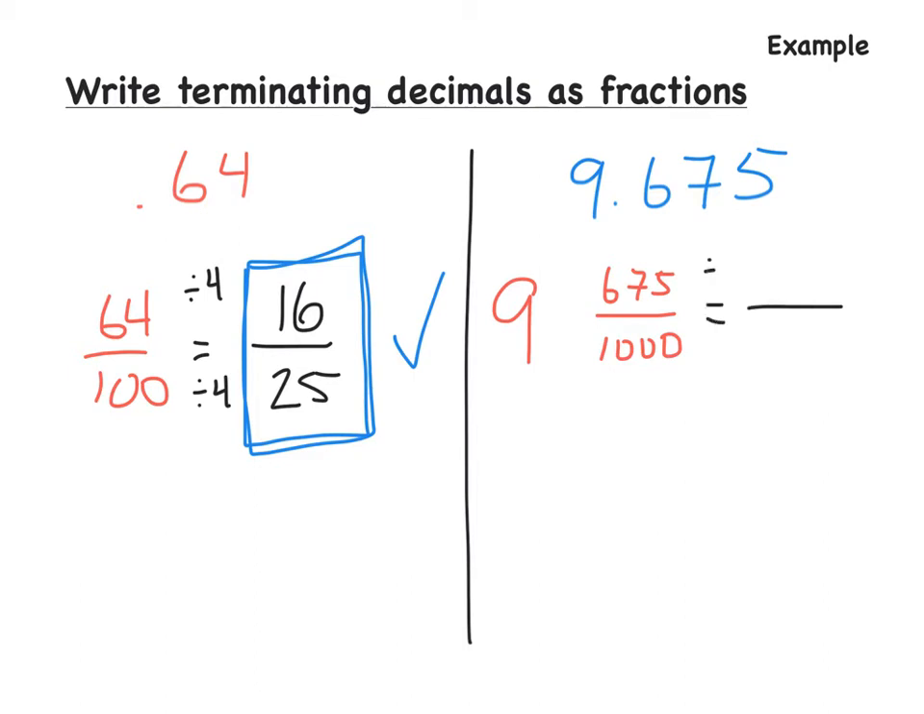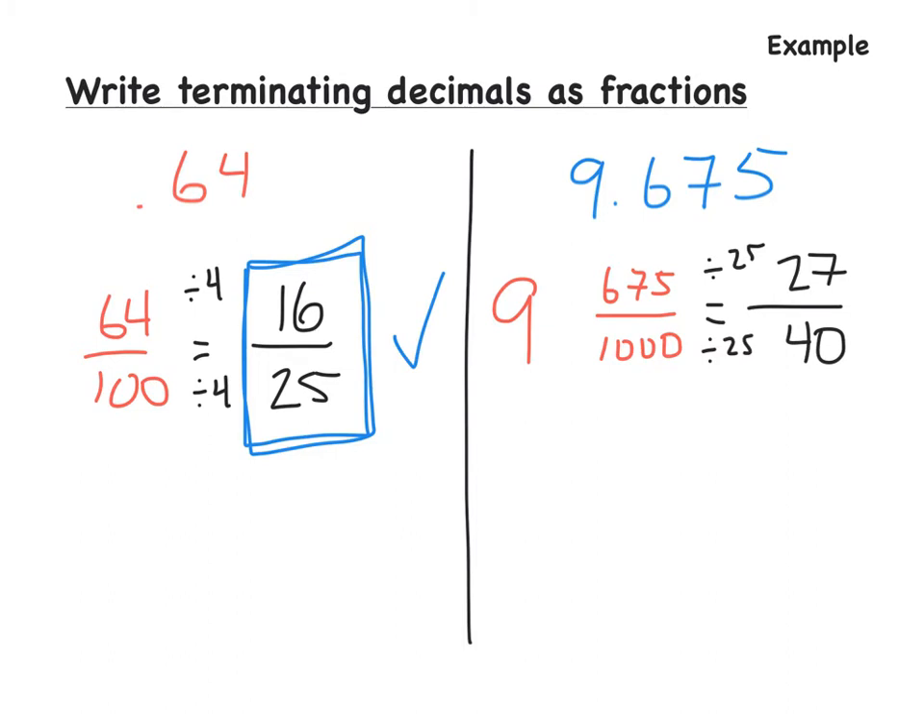So if you divide the numerator by 25 and the denominator by 25, let's see here, 675 divided by 25 is 27, and 1000 divided by 25 is 40. The reason why I just knew it was 25 was I looked in the book to see the example, and it said that it was by 25.